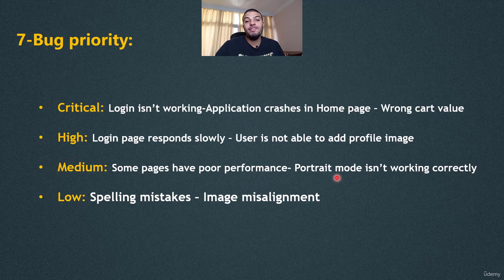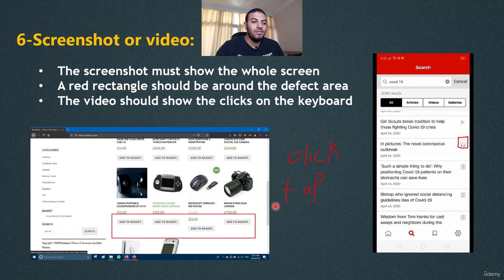Also, the portrait mode isn't working correctly. So for example, in my mobile, this is landscape and this is portrait mode. So portrait mode is not working correctly inside the application. Most users use their applications in landscape mode, not portrait mode. So this is not a high priority defect. Also, we have low priority defects like spelling mistakes, or some image misalignment. So is this image like the one you saw here? So this might be low priority, or it might be high depending on the context and the project itself.